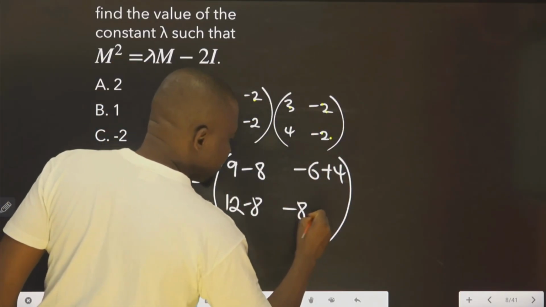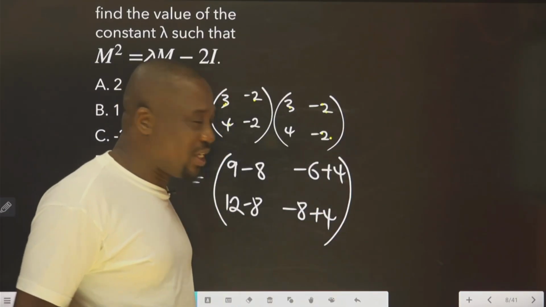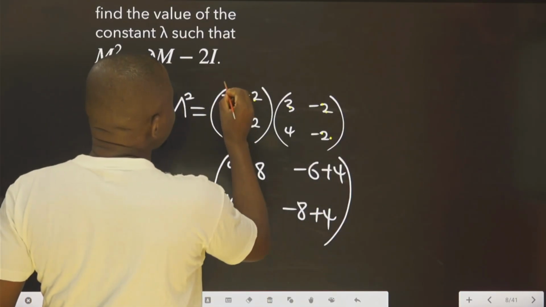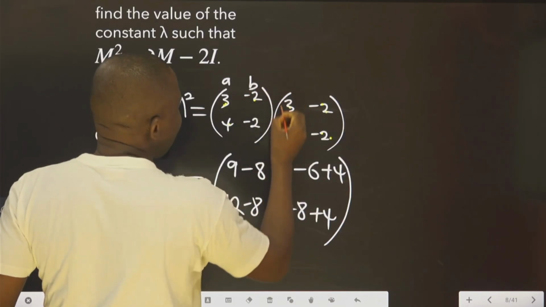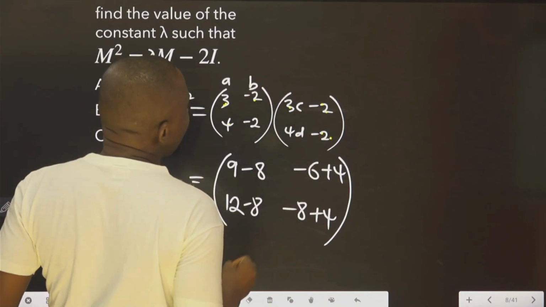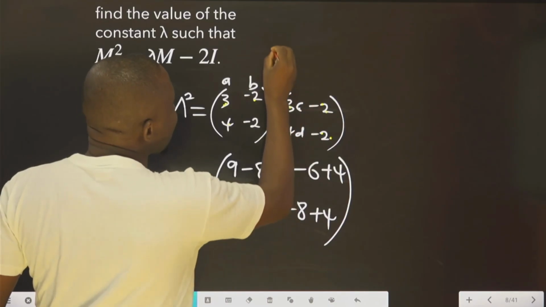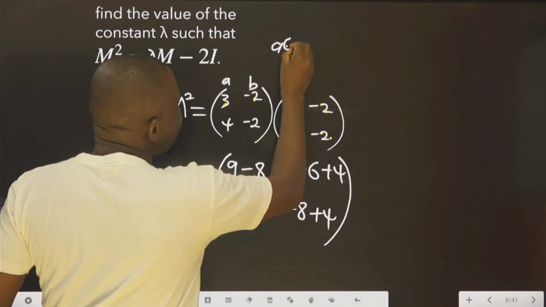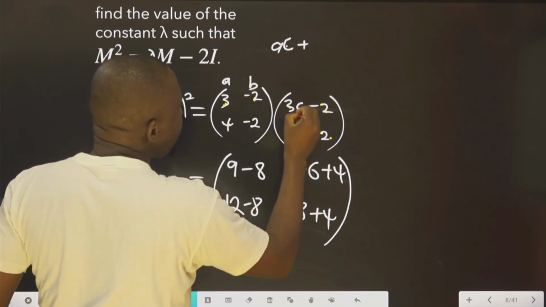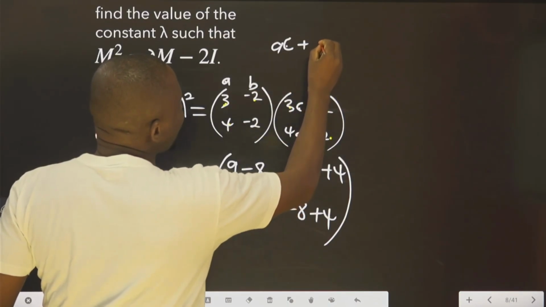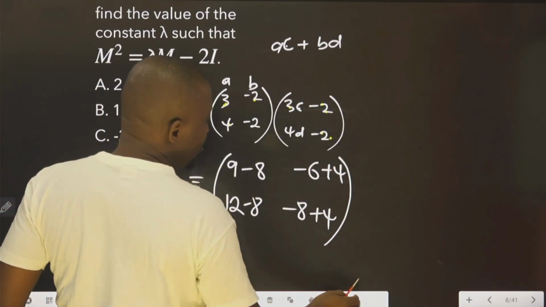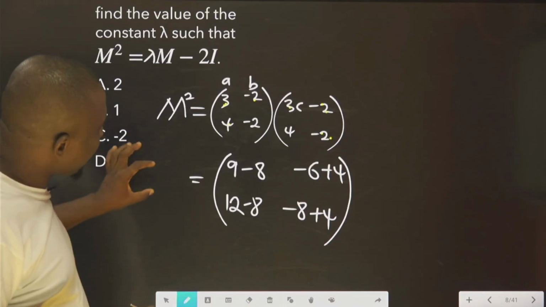We had it. I don't know if you understand what we are doing. If A is here, for instance, B is here, C is here, D is here, we are simply saying A multiplied by C, that is AC, plus B multiplied by D, that is what? BD, not S. Okay?